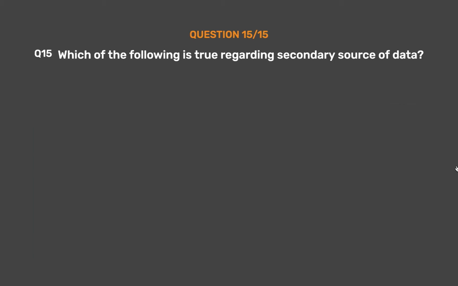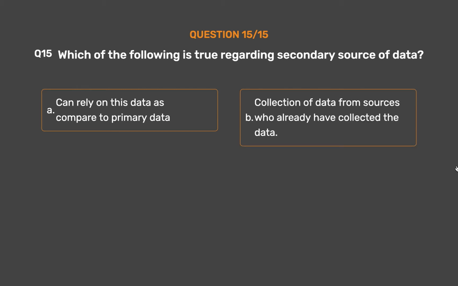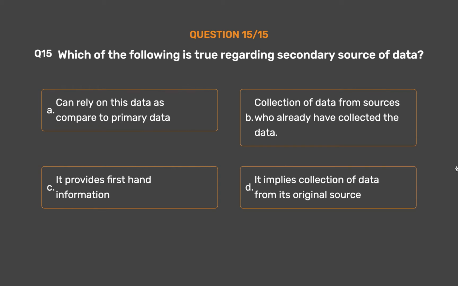Question number 15. Which of the following is true regarding secondary source of data? Option A. Can rely on this data as compared to primary data. Option B. Collection of data from sources who already have collected the data. Option C. It provides first-hand information. Option D. It implies collection of data from its original source.